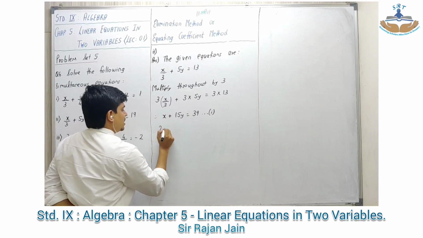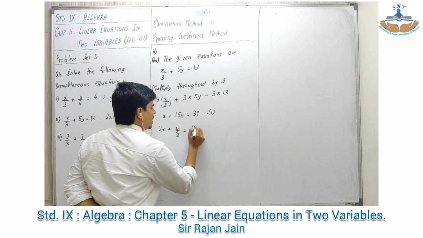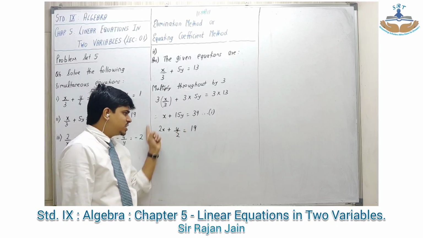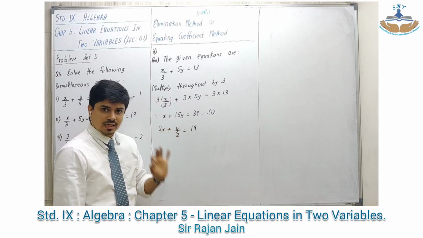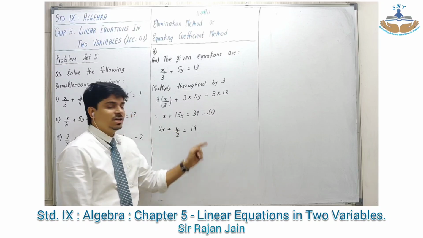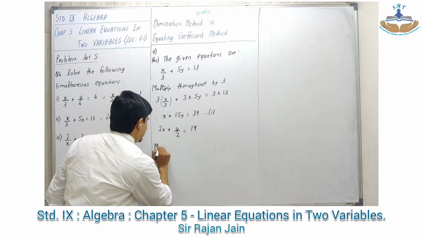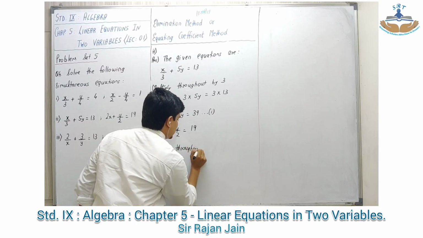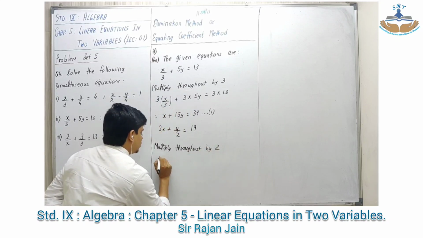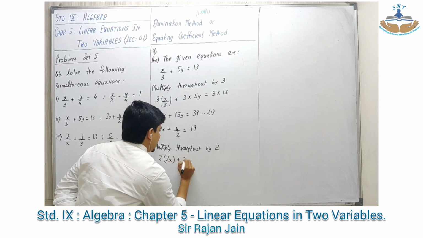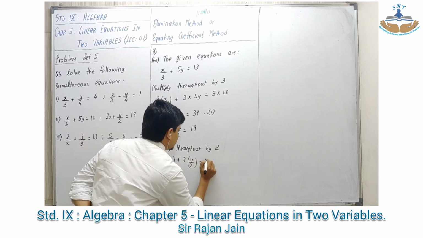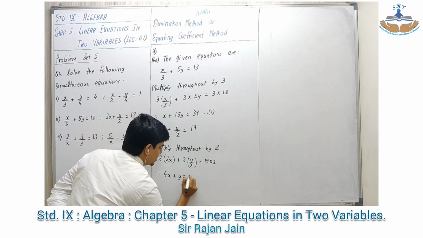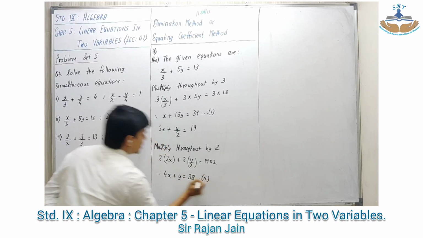Now I go to the next one. You have 2x plus y by 2 equal to 19. Here also you cannot shift this 2 to the other side because 2 is not applicable for the entire left hand side. Clear? To remove this denominator 2, you will multiply your entire equation by 2. So you say multiply throughout by 2. So what will you get? 2 into 2x plus 2 into y by 2 is equal to 19 into 2. 2 2s are 4x plus y is equal to 38. This is your equation number 2.